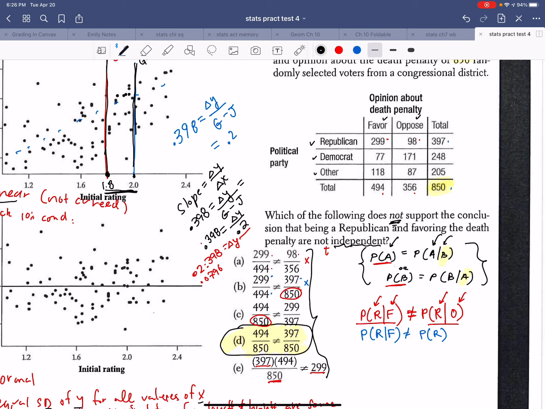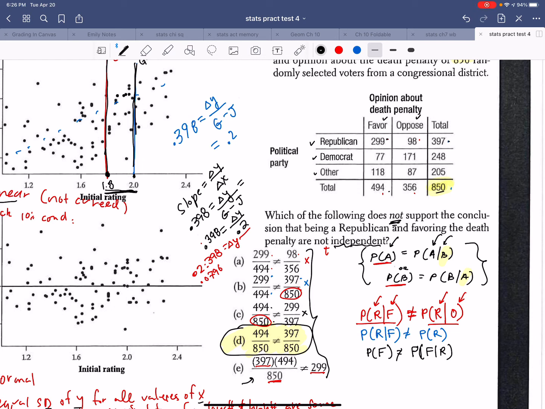Looking now at part C, 494. Okay, so that's the probability of favoring in general, because I'm over the total. And they're saying 299, that's Republican again, over that. Probability of favoring given you're a Republican. If they're equal, that's showing independence. They tell us they're not equal, so that would be another way to prove they are not independent.